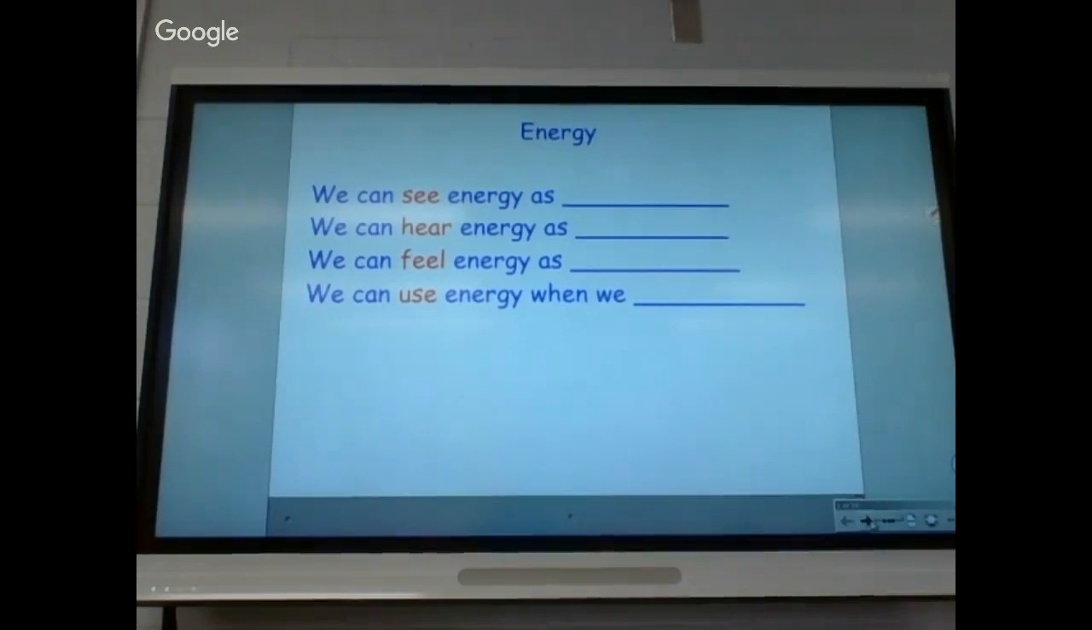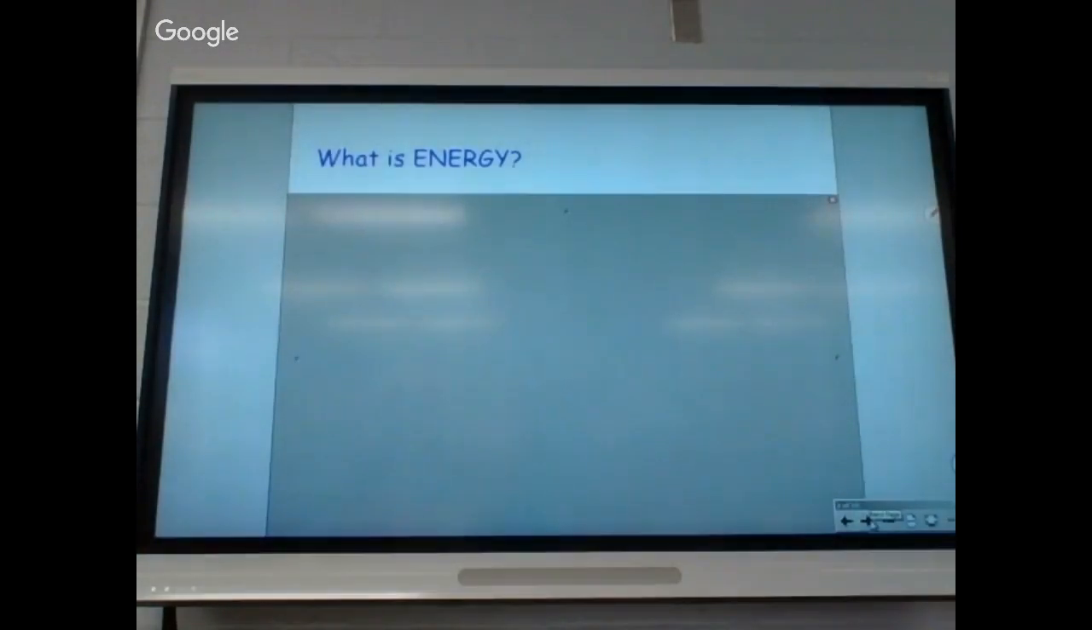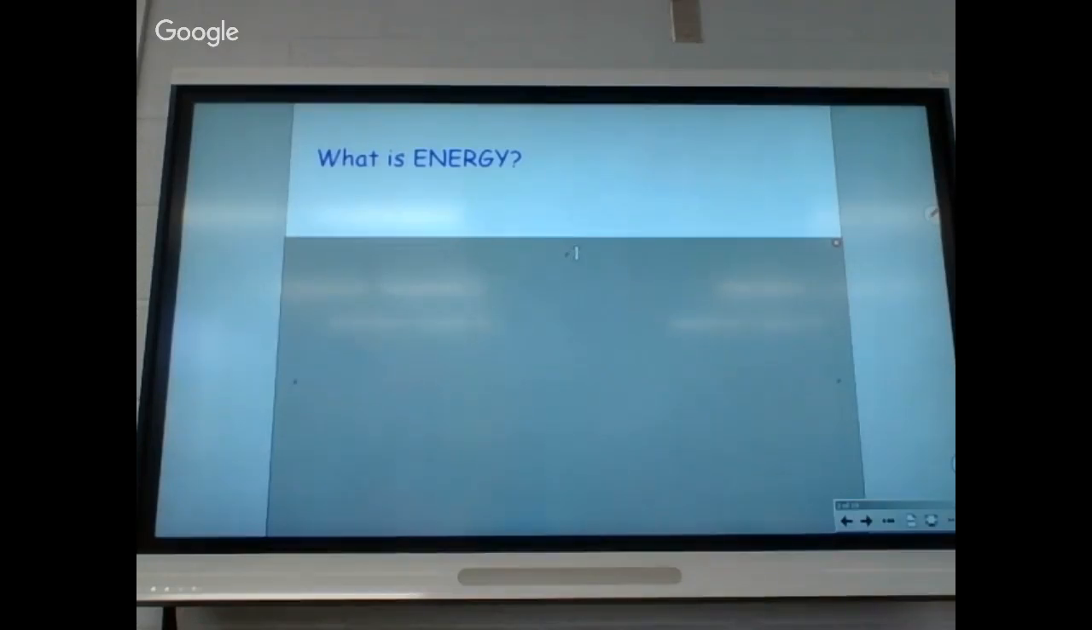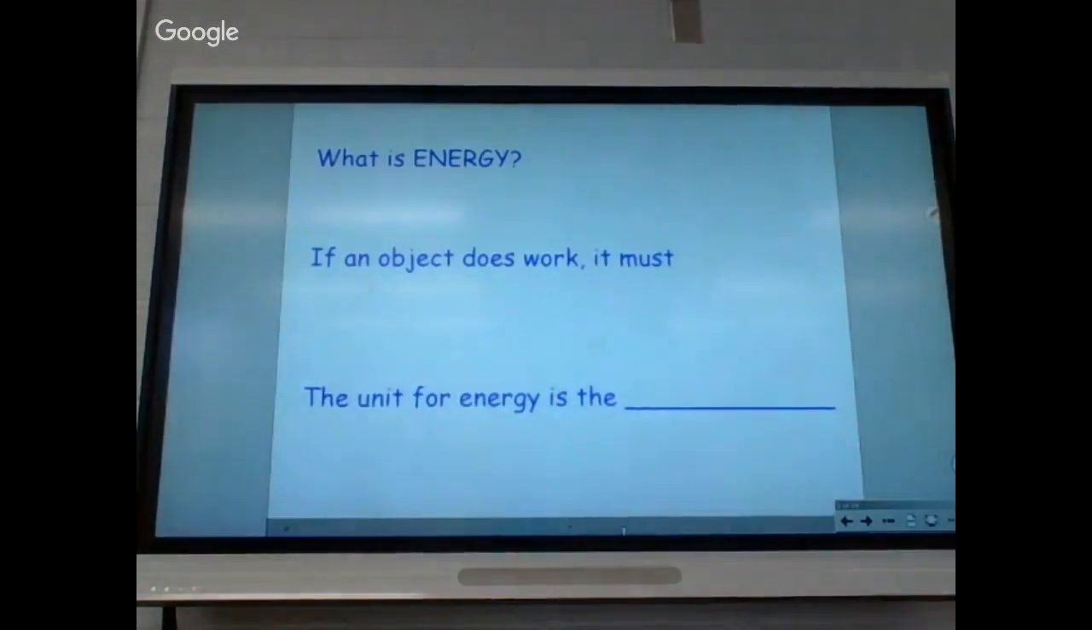Yes, Tyler. Would a bomb be considered energy? When it goes off, it releases energy. The bomb itself is not energy. When it releases, that's energy. Yes. Okay. You need to stop with these irrelevant comments and let us move on.